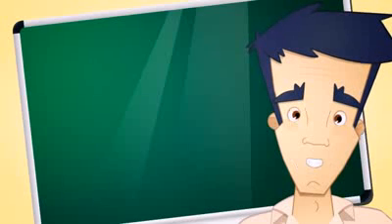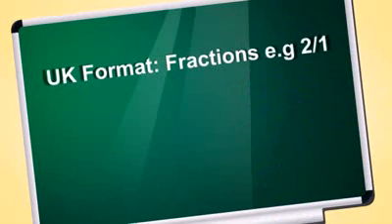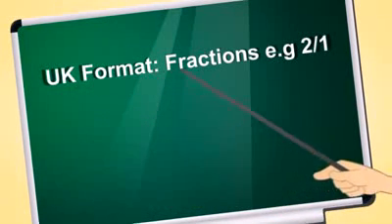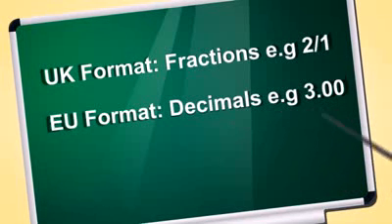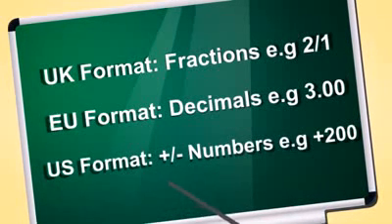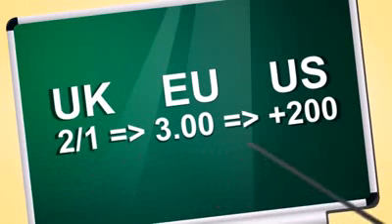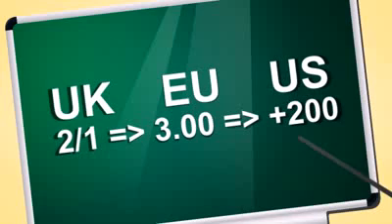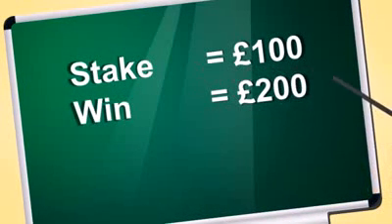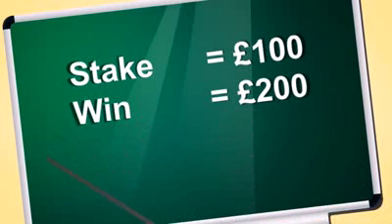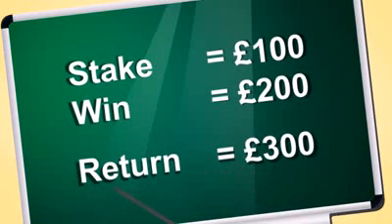The first thing to get to grips with is the way bookmakers express their prices. They come in three formats: UK-style odds, these look like fractions; European-style odds, these look like decimals; US-style odds, these look like positive or negative numbers. The examples on the board, 2 to 1, 3.00 and plus 200, are all equivalent to each other. In each case, if you bet £100 at the price, you stand to win £200. The total amount you will receive, if the bet wins, is your original stake plus your winnings, £300.